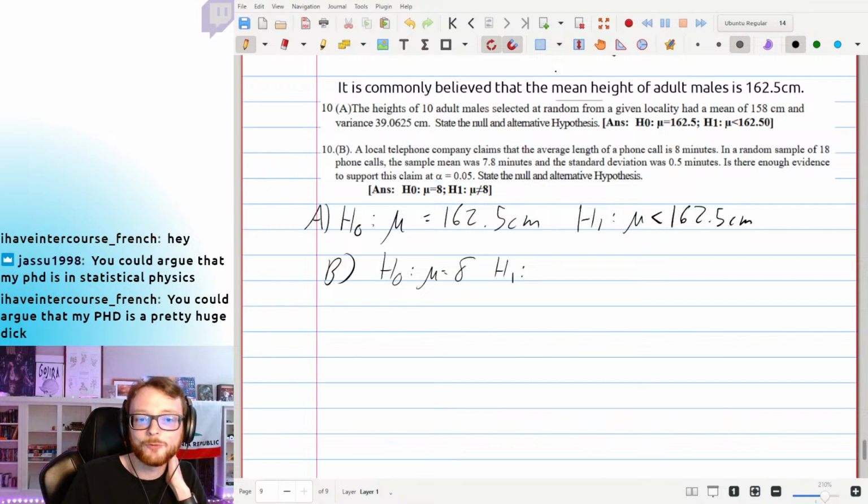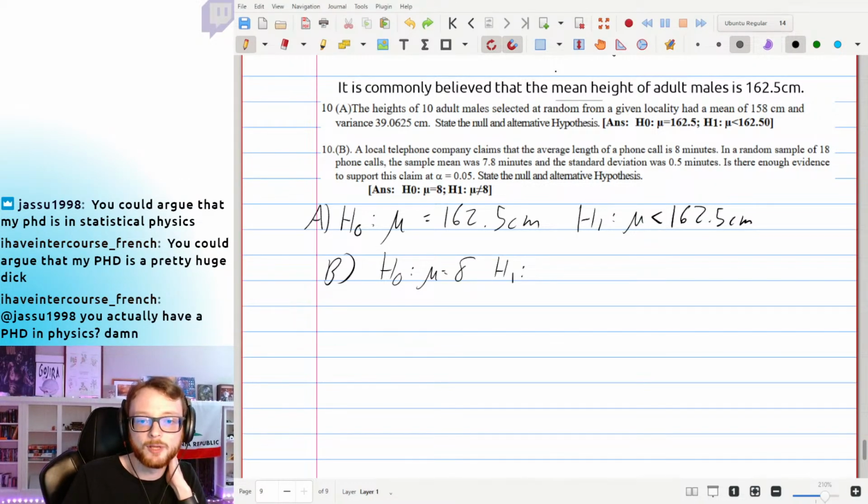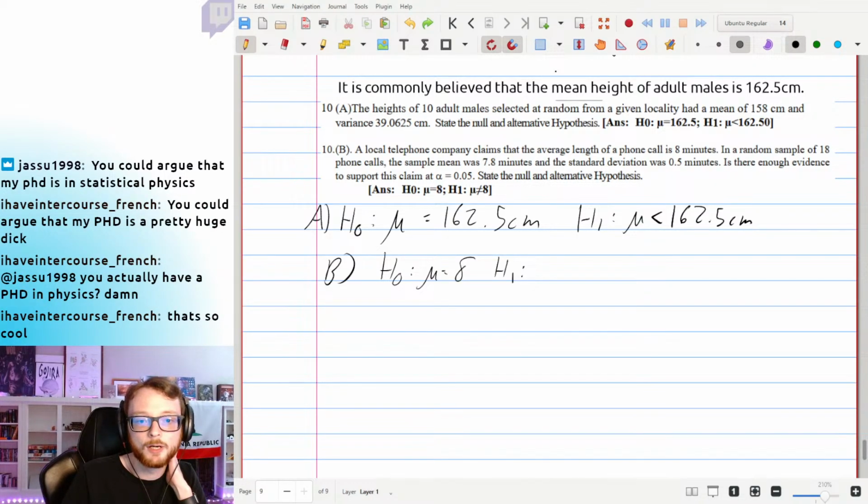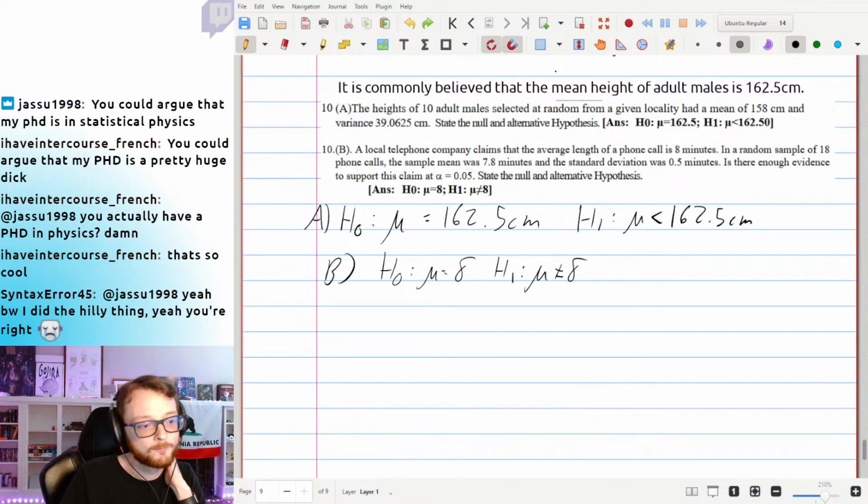So the null here is whatever the phone company claims it is. That's what people kind of think. So we're saying the average is equal to 8. If we're trying to disprove it, we don't care if it's higher or lower, so the alternative is going to be not equal. They would have to say greater than or less than somewhere in the question to make me do anything except not equal.